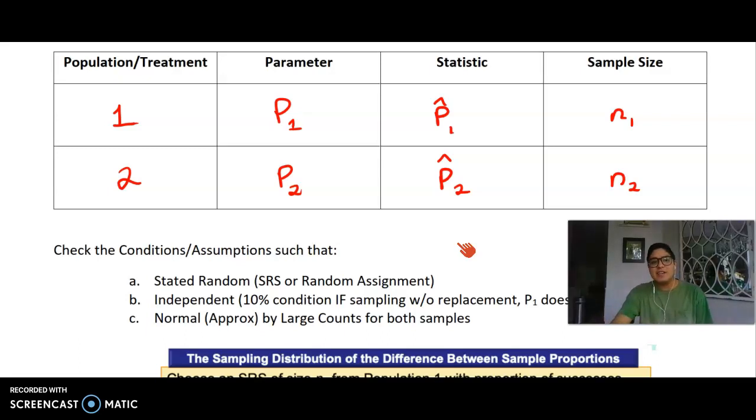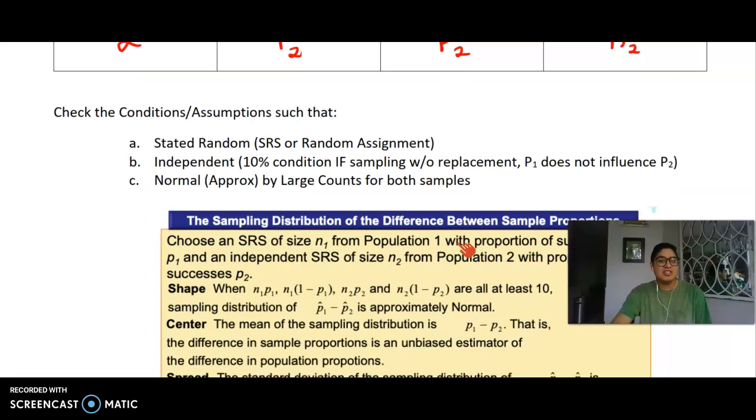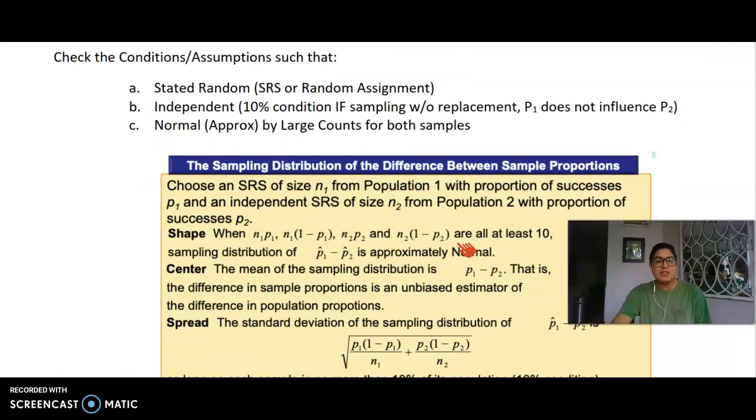And thankfully for us, the conditions do not change much, if at all. So we're always going to look at the SINS of statistics. Now, the only difference here is the I, since we have two groups. Not only do I want independence within each of my samples through the 10%, but I want independence between my samples. So group 1 does not influence group 2, and so forth. So again, S means stated random. Again, this could be through SRS or random assignment.